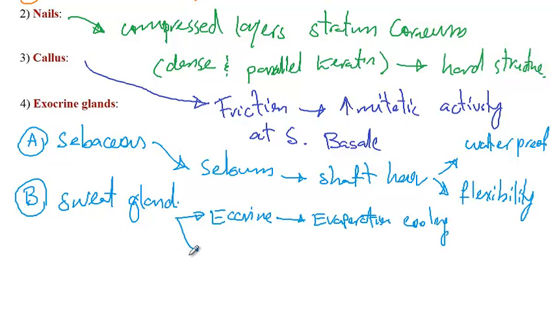Versus the second type, that is an apocrine gland, that are thought to act as a sexual attractant by secreting sweat into hair follicles of the axillary and pubic region. So possibly it's a sexual attractant.